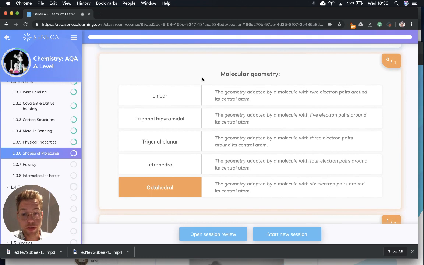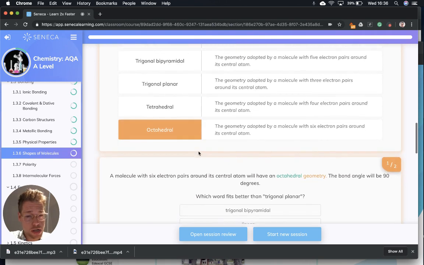So let's run through those again. We have linear. This is the geometry adopted by molecules with two electron pairs around the central atom. Trigonal bipyramidal is when we have five electron pairs around the central atom. Trigonal planar is three electron pairs. Tetrahedral is four electron pairs. And there's one more we're going to chuck in.